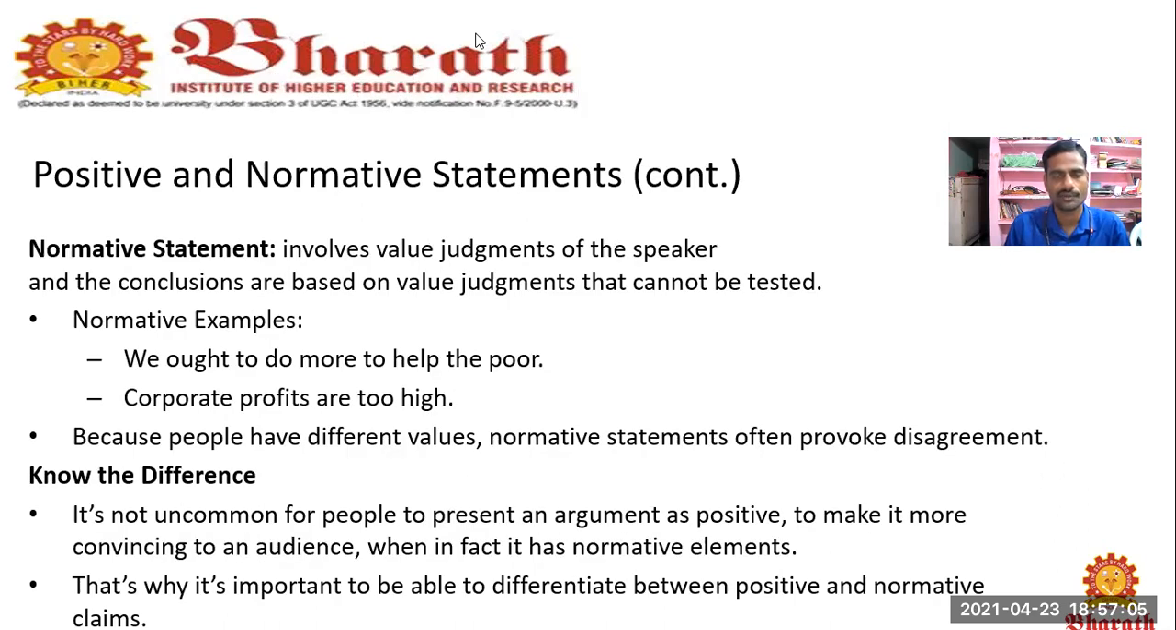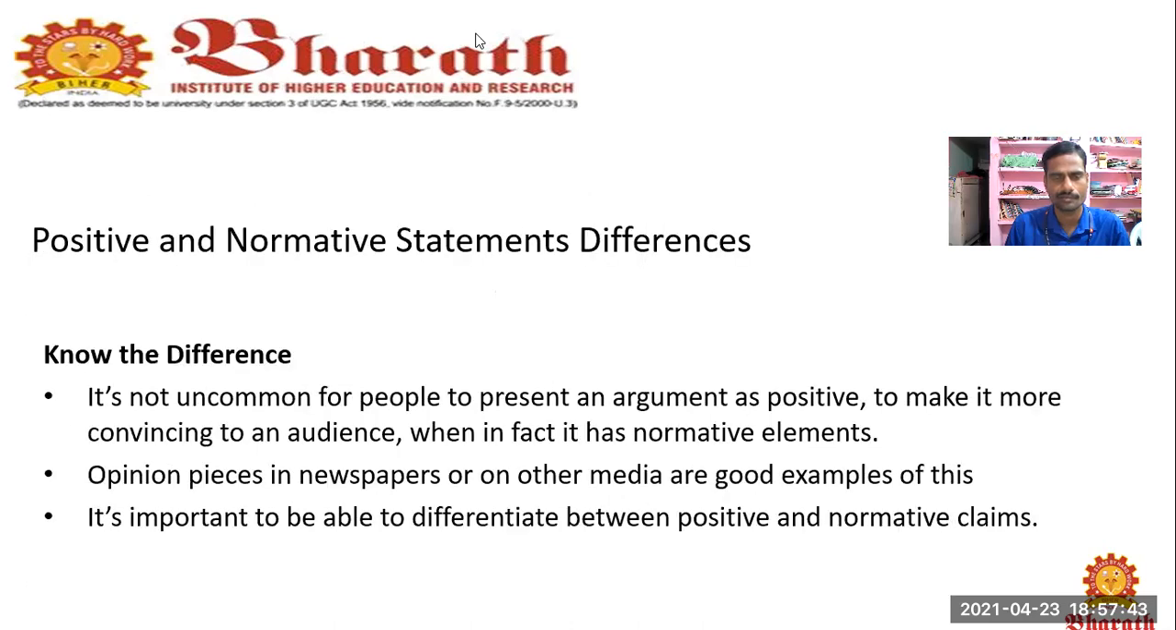Normative statement involves value judgments of the speaker. We ought to do more to help the poor. So I want to help others. After earning, I will help poor people. I don't know when I will be earning more. 30,000 is more, or 50,000 is more, or 1 lakh rupees is more. We do not know. Then the statement like corporate profits are too high. We do not know. Without knowing, simply we say it is. This is the difference.